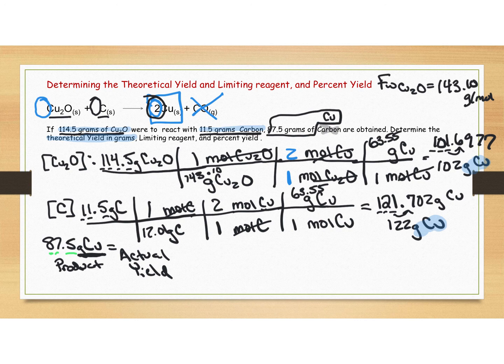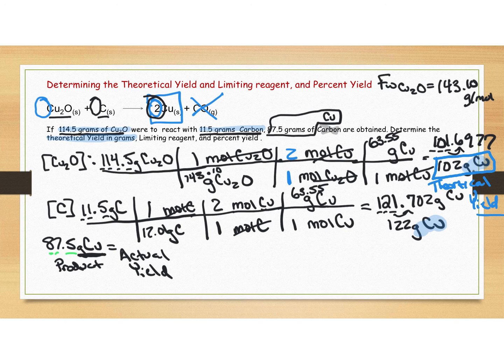So grams of Cu. Now, I'm going to determine what my theoretical yield is. I determine my theoretical yield from my limiting reagent. In other words, I'm looking for which number is smaller of the two. In this case, the 102 is smaller than the 122, so the 102 becomes my theoretical yield. So my theoretical yield is 102.